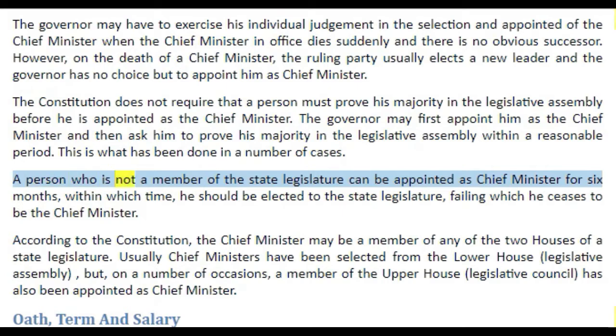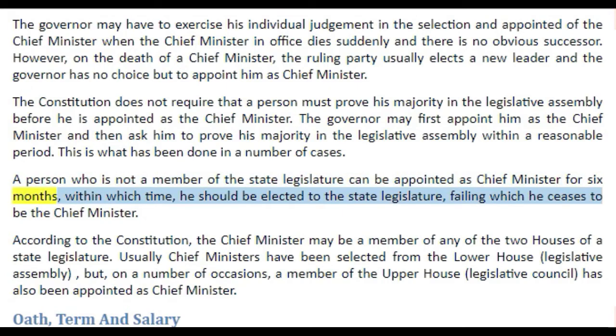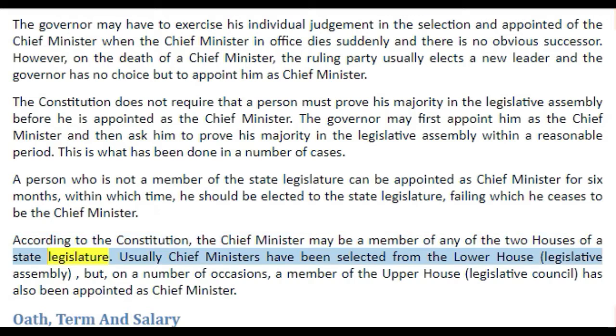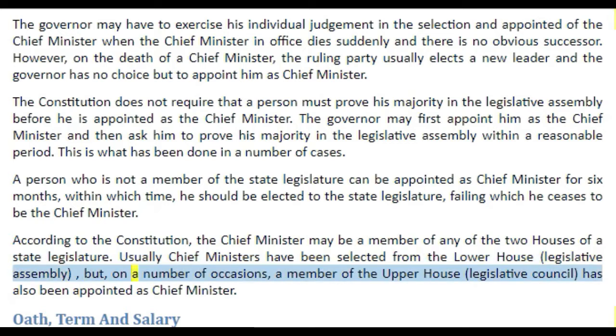A person who is not a member of the state legislature can be appointed as chief minister for 6 months, within which time he should be elected to the state legislature, failing which he ceases to be the chief minister. According to the Constitution, the chief minister may be a member of any of the 2 houses of a state legislature. Usually chief ministers have been selected from the lower house, Legislative Assembly, but, on a number of occasions, a member of the upper house, Legislative Council, has also been appointed as chief minister.